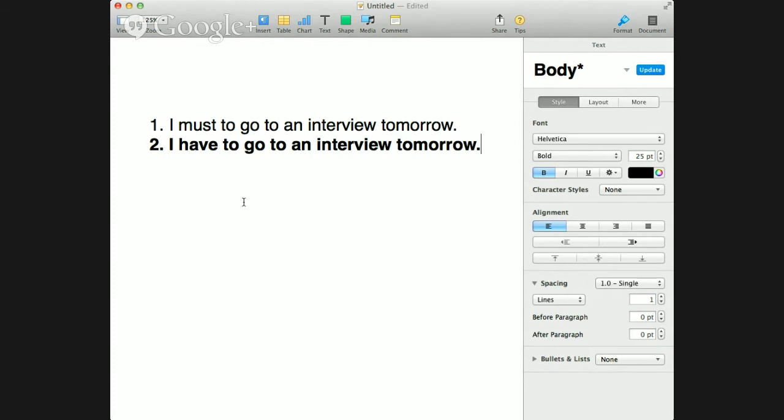Okay, nice try, but actually no, that's not the immediately obvious reason. Anyone know? Because must can be followed by to. Absolutely, that is the reason. Well done, Raphael. You can't say I must to go. Must must not be followed by the word to, okay? So now this is also correct. So if we have these two sentences, what is the difference between them? Is there a difference?